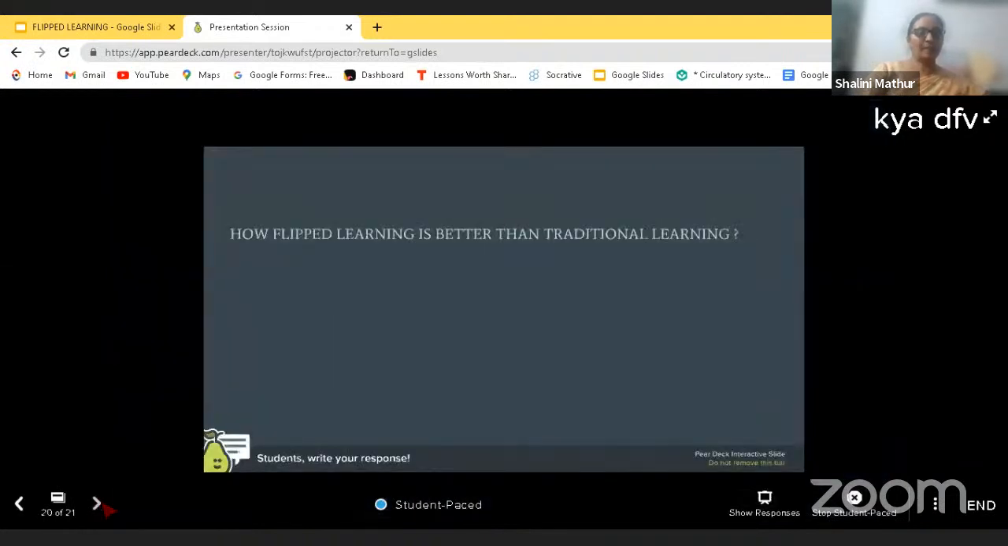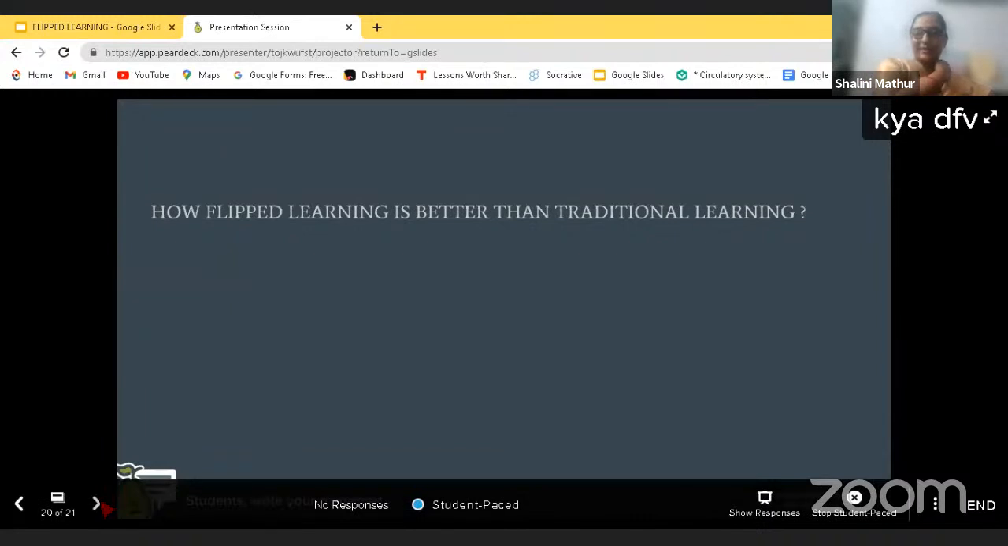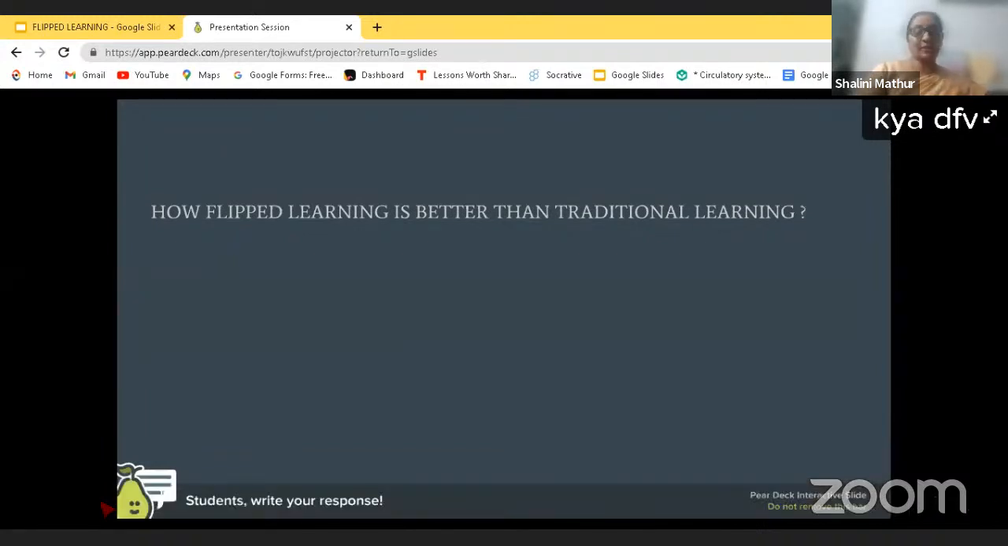Now I have added that slide, because I'm talking about flipped learning, and at the start I shared a link as well as a code by which you can connect with my slides, because this is a Peardeck slide deck. In Peardeck, at the same time when you are explaining your chapter online, or have shared content, students can give their responses, they can write down their responses.